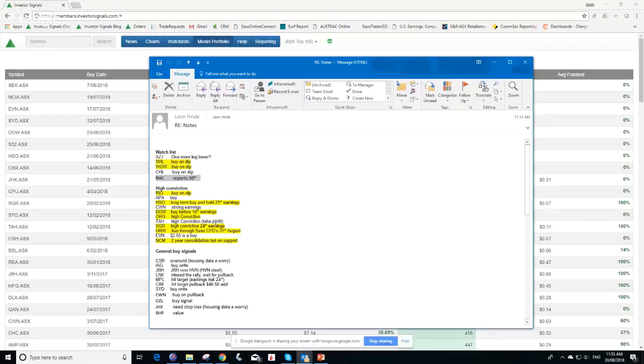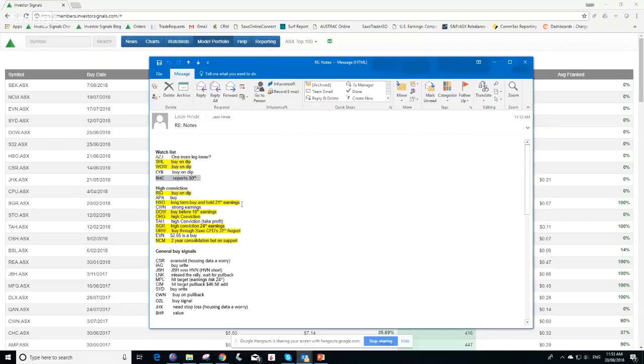In our high conviction group, so Rio, I think buying that on the dip here at the moment. APA Group, and I'll bring up the charts for these in a moment. So APA Group's really hit our target. We're looking for that to trade $10, maybe $10.50, but I think there's nothing wrong with taking profit on that at the moment.